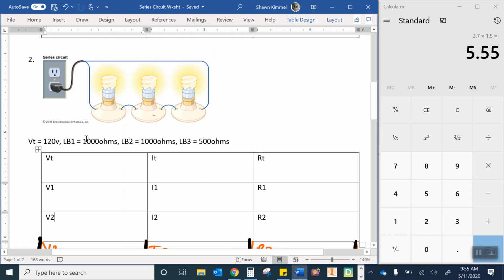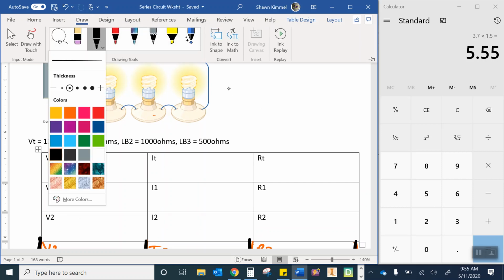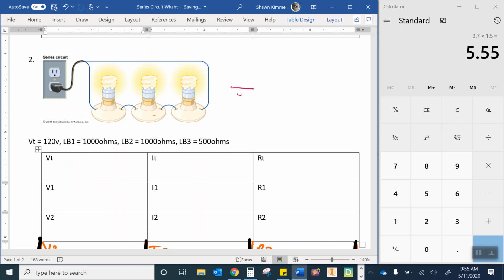So I'm going to start by making my voltage here. I've got 120 volts, so I'll go up here and make sure I can draw again. All right, let's do a different color this time. There we go. Long, short, long, short. So there's my battery, or my power supply.